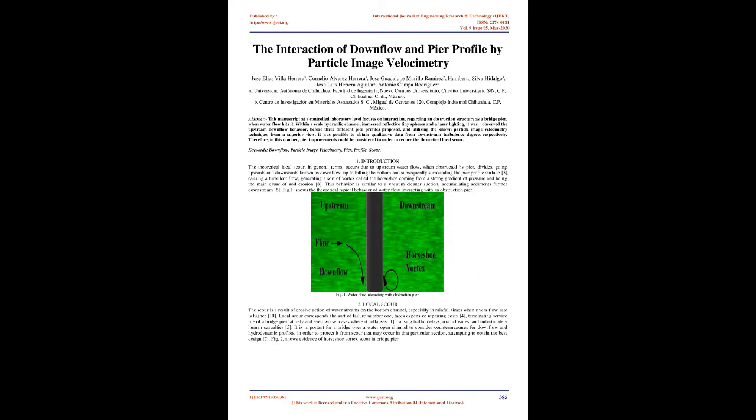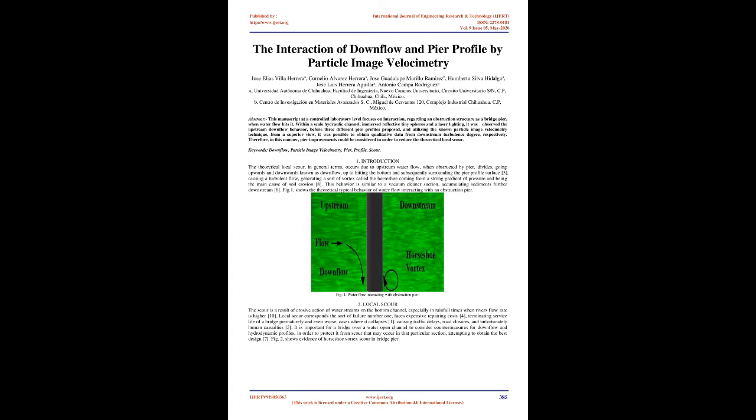1. Introduction. The theoretical local scour, in general terms, occurs due to upstream water flow that, when obstructed by a pier, divides, going upwards and downwards, known as downflow, up to hitting the bottom and subsequently surrounding the pier profile surface. This causes a turbulent flow, generating a sort of vortex called the horseshoe, coming from a strong pressure gradient and being the main cause of soil erosion. This behavior is similar to a vacuum cleaner suction, accumulating sediments further downstream. Fig. 1 shows the theoretical typical behavior of water flow interacting with an obstruction pier.